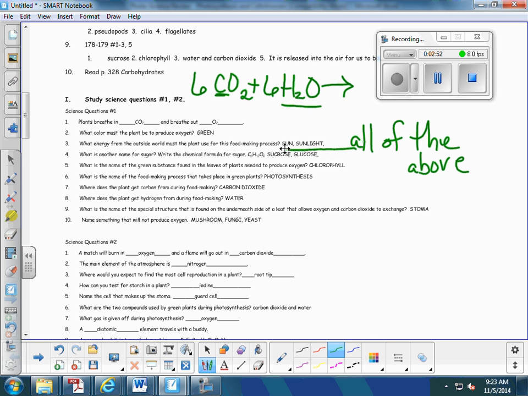As would number 8, where does the plant get hydrogen from during food making? Water, because there's your H. The name of the special structure, we should know that by now, the stoma.